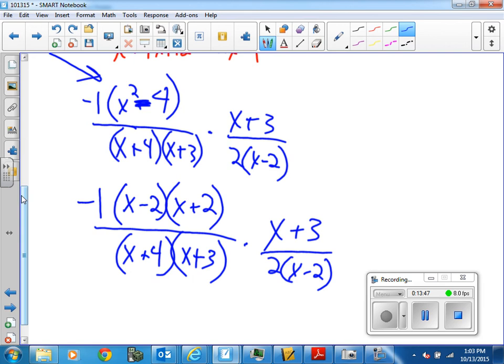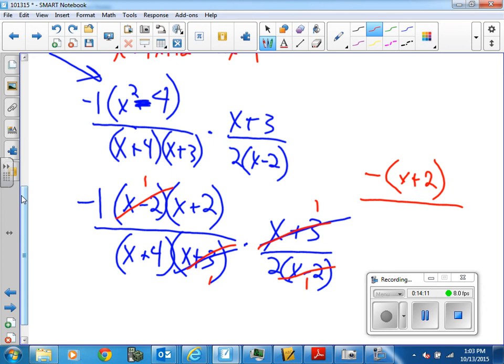Now I can start to cancel. Choose a different color to cancel. Cancel, cancel, cancel, cancel. So this is 1, 1, 1, 1. So on top I'm left with negative x plus 2 all over 2 times x plus 4. And I think that looks good.